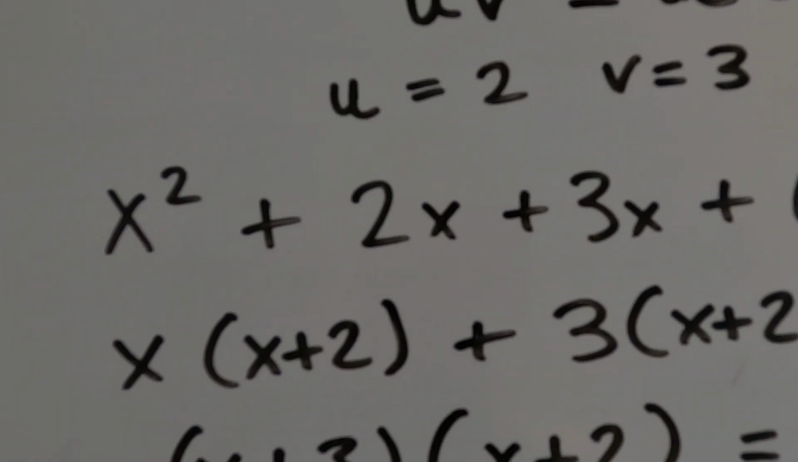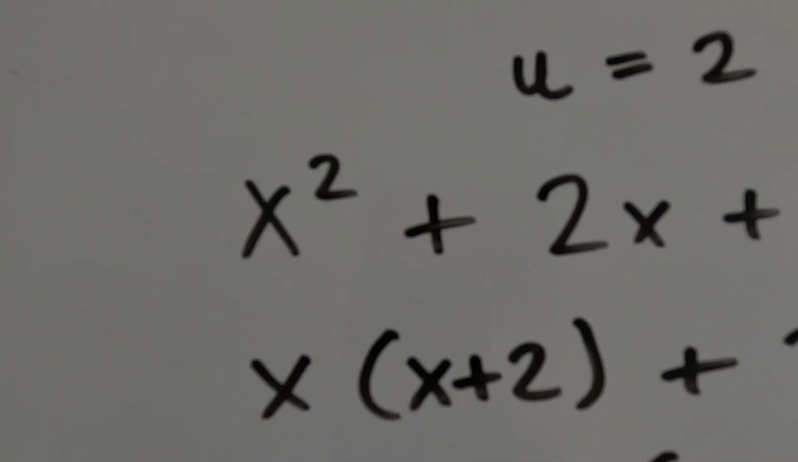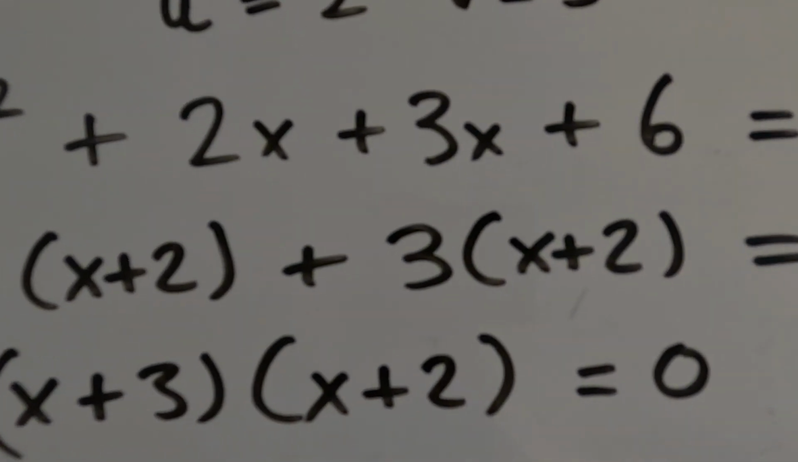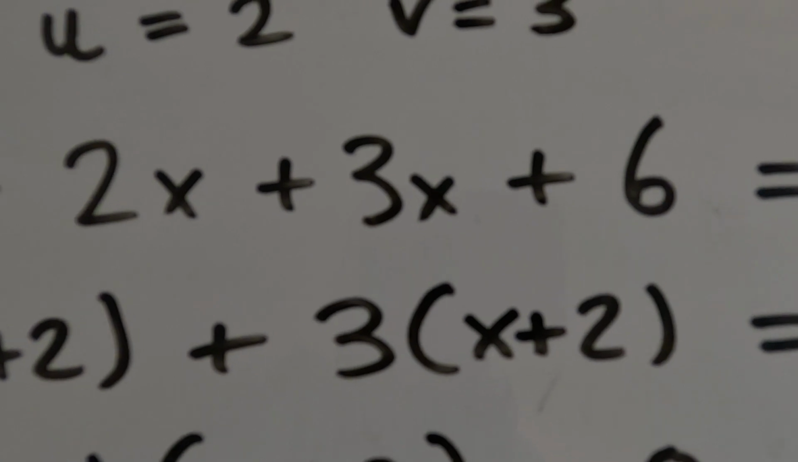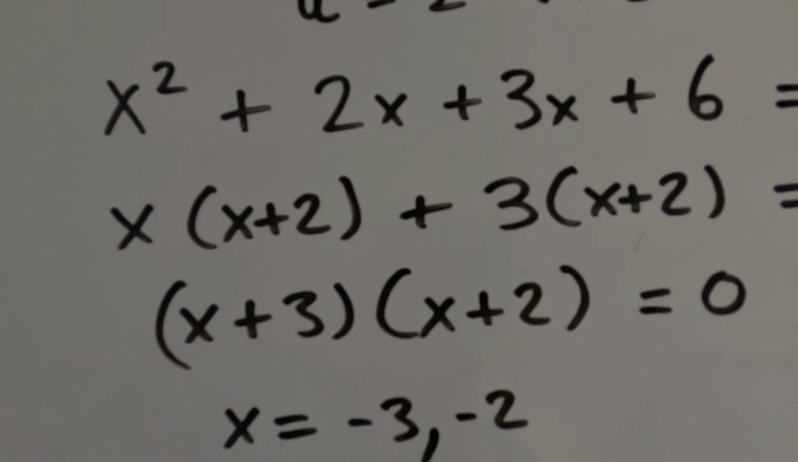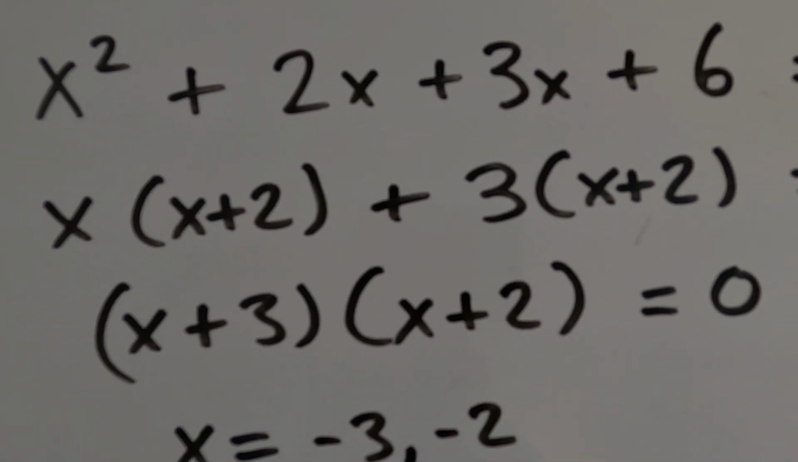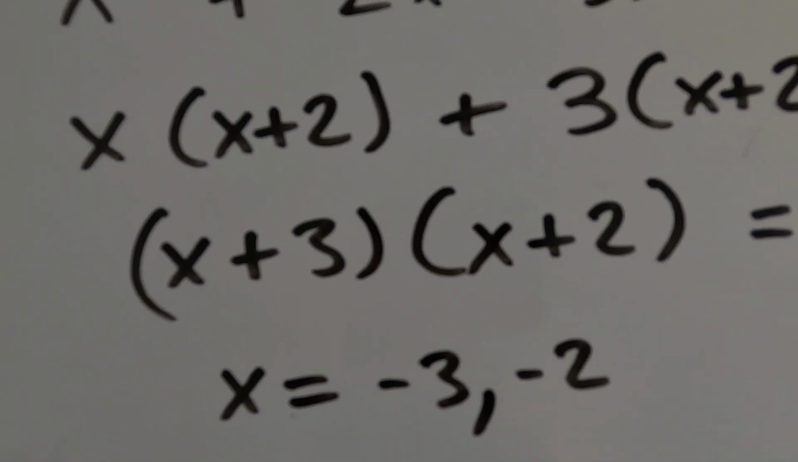Okay, so let's factorize that. The common factor on the left pair is x. So x times x plus 2. Copy your x plus 2 over, and then a 3 will come out. So you'll have 3 times x plus 2, which is 3x plus 6. And then group them all together, you get x plus 3 times x plus 2, and that equals 0. So the roots are x equals minus 3 and minus 2.